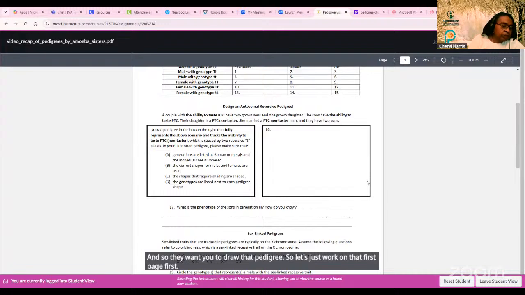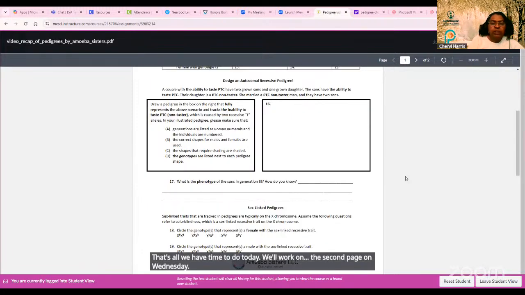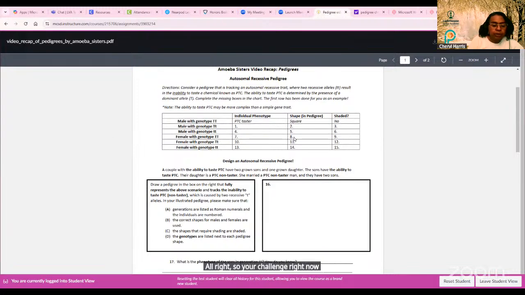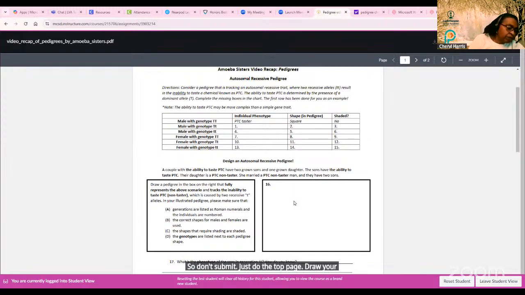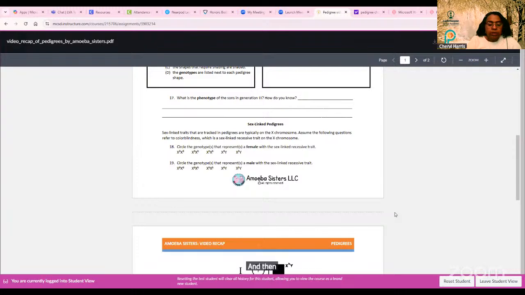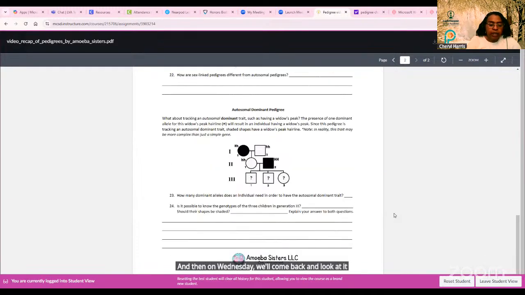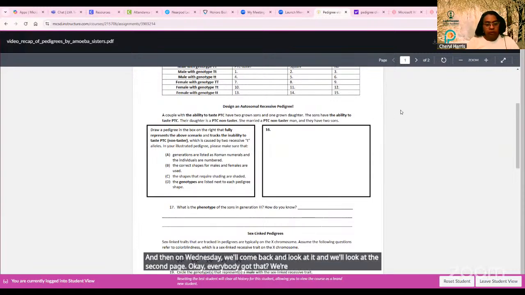That's all we have time to do today, and we'll work on the second page on Wednesday. All right, so your challenge right now is to complete the top part. So we're not submitting it yet. So don't submit. Just do the top page, draw your diagram, and that's about all we have time for this morning. And then on Wednesday, we'll come back and look at it, and we'll look at the second page.